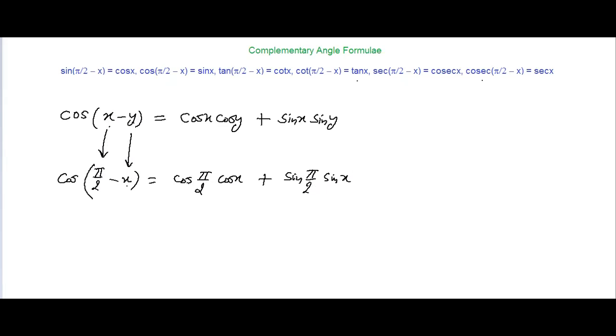So, what is cos 90 degree? We have done it, zero, yet not remembering, okay? 0 multiplied by cos x, and sine pi by 2 means sine 90 degree, that is 1. So 1 into sine x. 0 into anything is 0 and 1 into sine x means sine x. Got it?